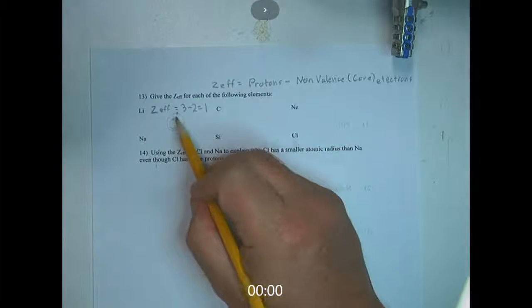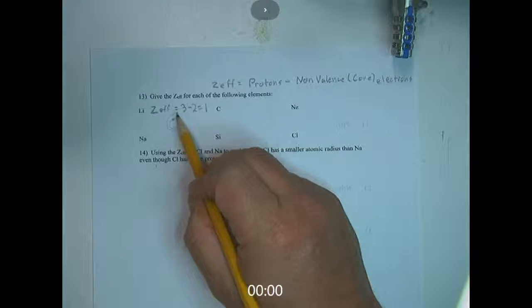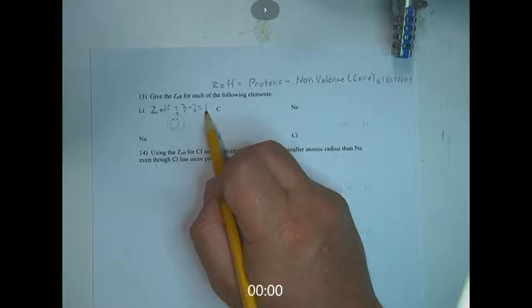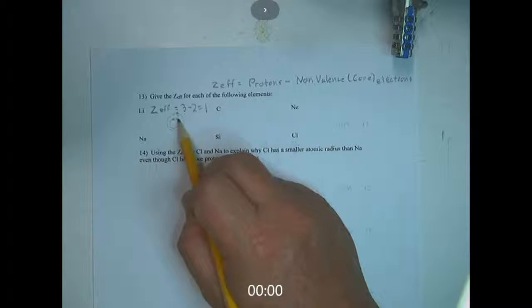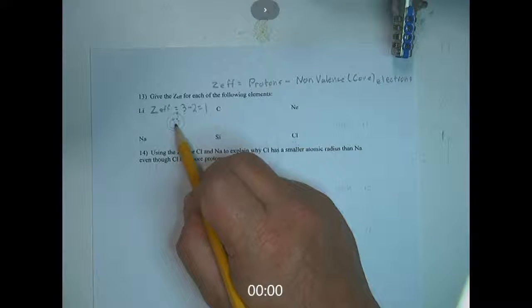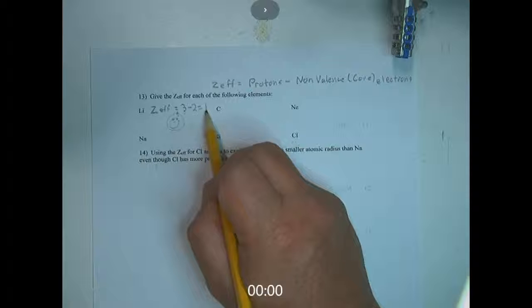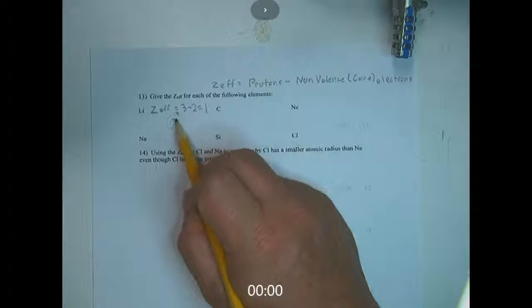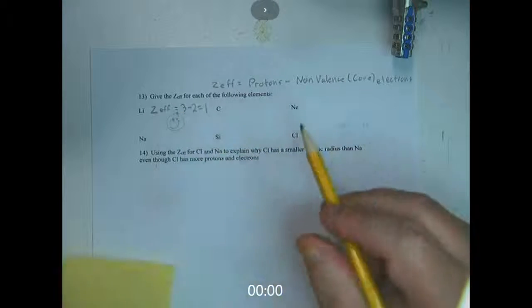So it means that outer electron is effectively not feeling the pull of 3 protons, which lithium has, but effectively only feeling the pull of 1, because these 2 are blocking it from feeling that pull of the protons, okay? Excuse me, it's feeling the pull of 1 proton. These 2 are preventing it from feeling the pull of all 3 of the protons, okay?